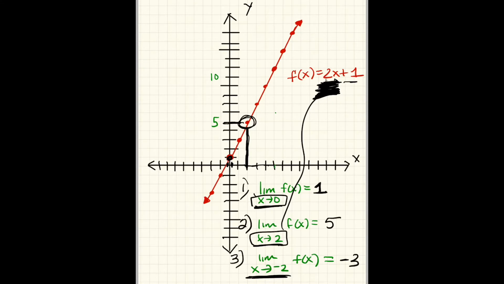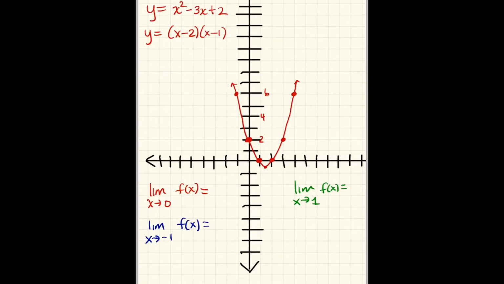Now, if I come here on my graph and I go to x equals negative 2, that's this guy right here, where would I be approaching? Well, that's that guy. So 1, 2, 3, negative 3. Okay, so that makes sense there. So that's how we do that.